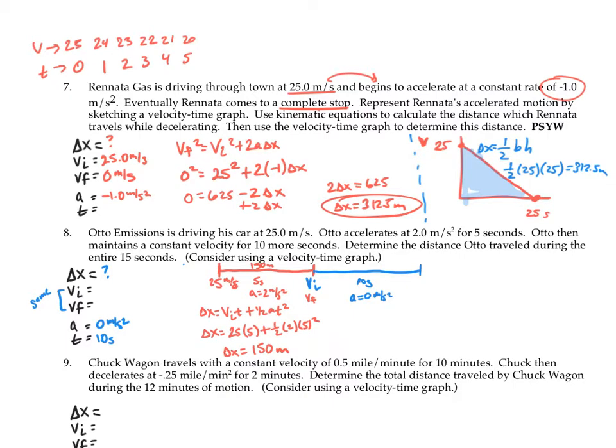So at the end of the 5 seconds, whatever speed you got to, you're going to continue at that velocity for 10 seconds. So what I'm going to have to do first is go back to the red section. And in doing so, I need to solve for that final velocity. So I'll fill in the information again.